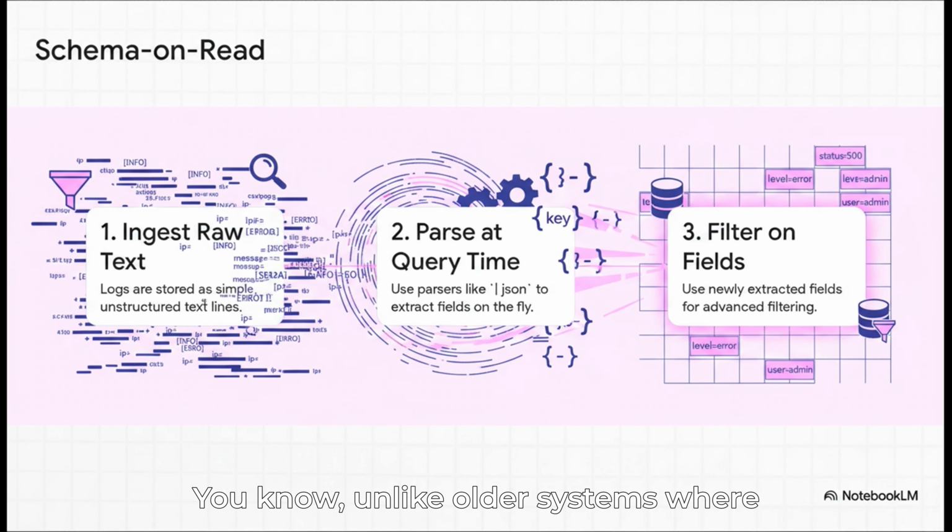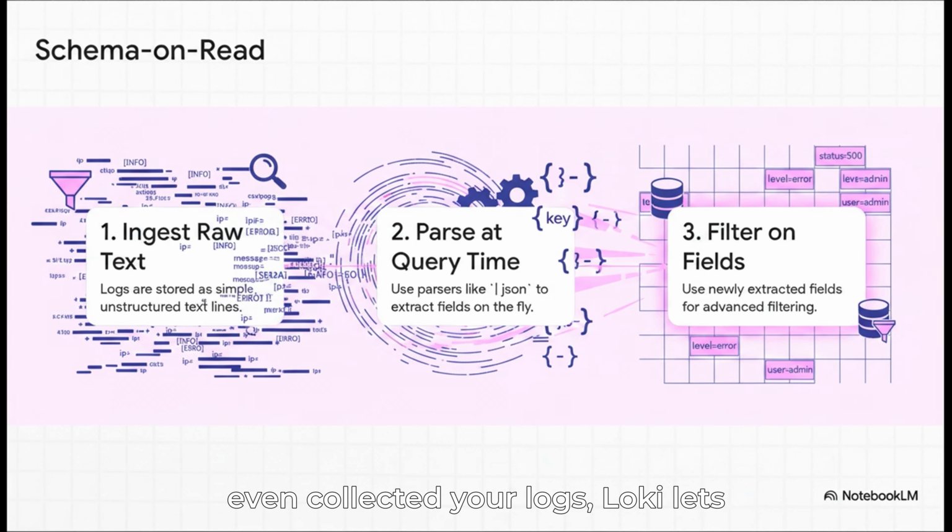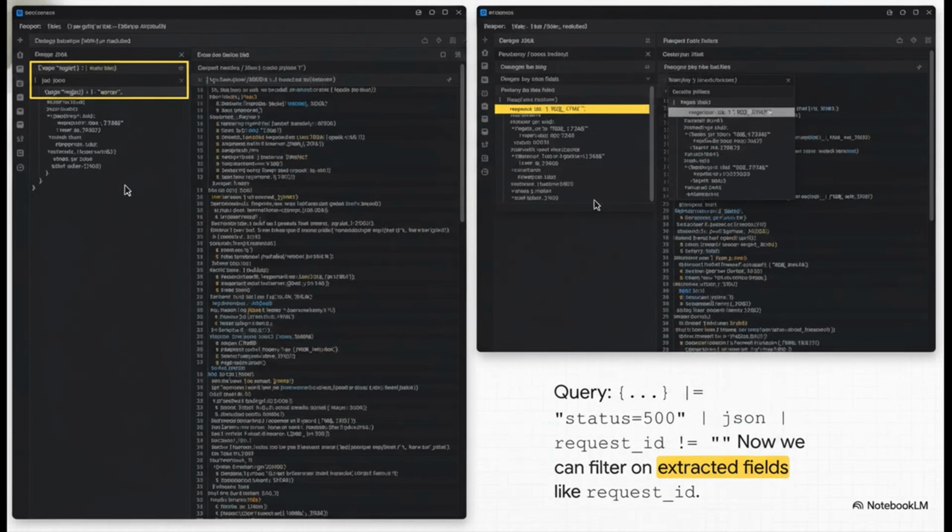Unlike older systems where you had to define this rigid structure before you even collected your logs, Loki lets you figure it out at query time. We just ingest raw text, and then we use parsers to apply a structure on the fly. This means our analysis can evolve as we learn more about the problem. It's so much more flexible. Let's see it in action.